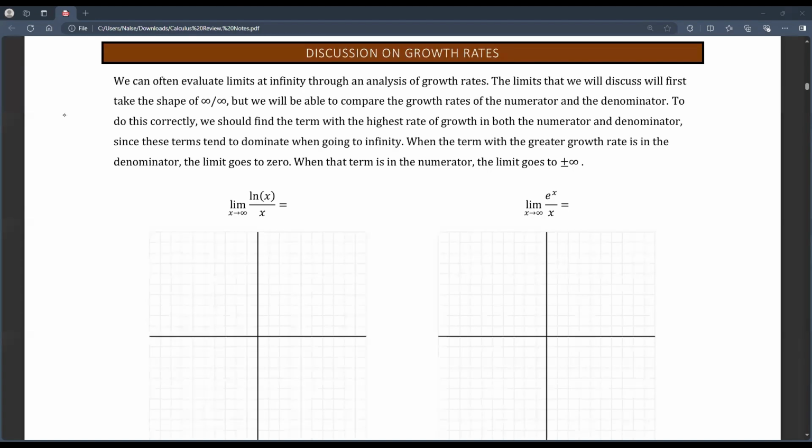Many limits at infinity can be evaluated by using growth rates. You should know that a number over infinity goes to 0, and infinity over a number goes to infinity. We can use this to our advantage to evaluate the given limits.